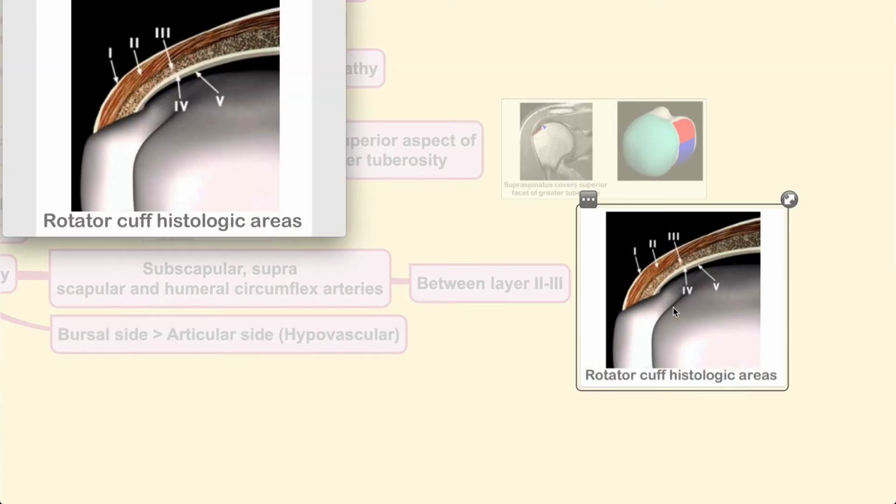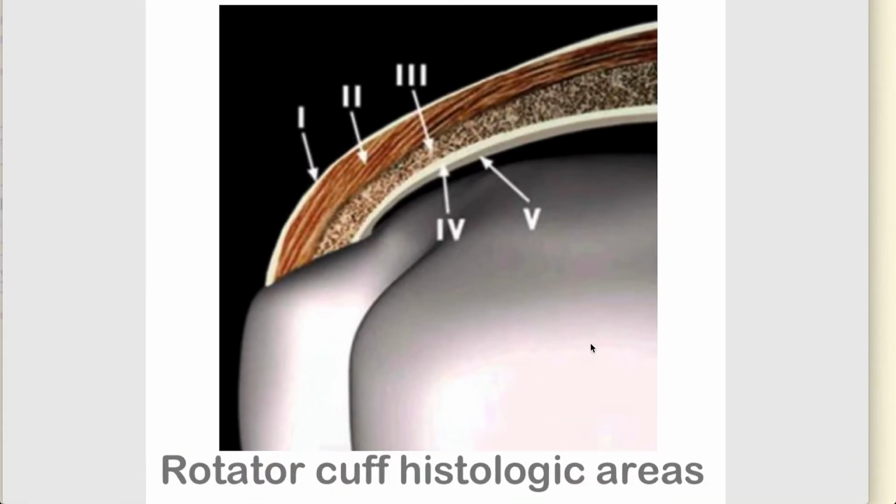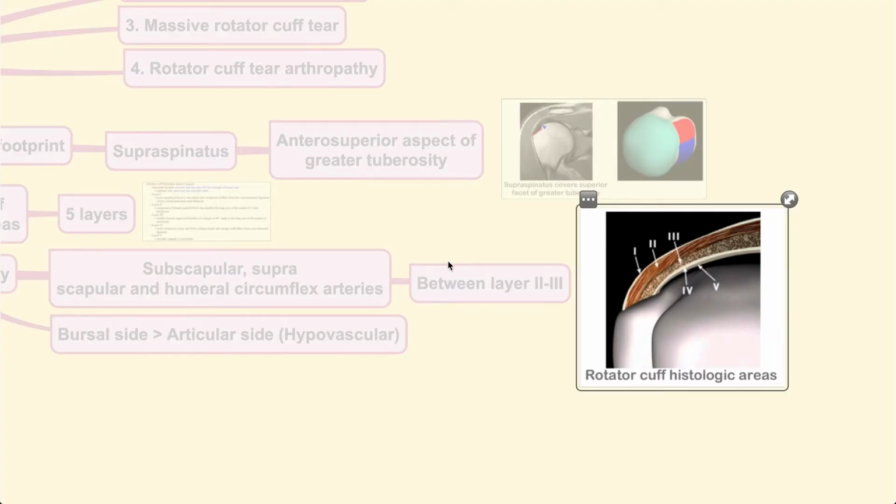Let's take a look at this image. This is the histological area, and the vasculature goes around here. That is why the areas around here, or the subacromial bursa, are the areas of tendon that are more vascular compared to the areas here. Knowing this has an impact on the treatment choice. We will discuss more about that in the next video.